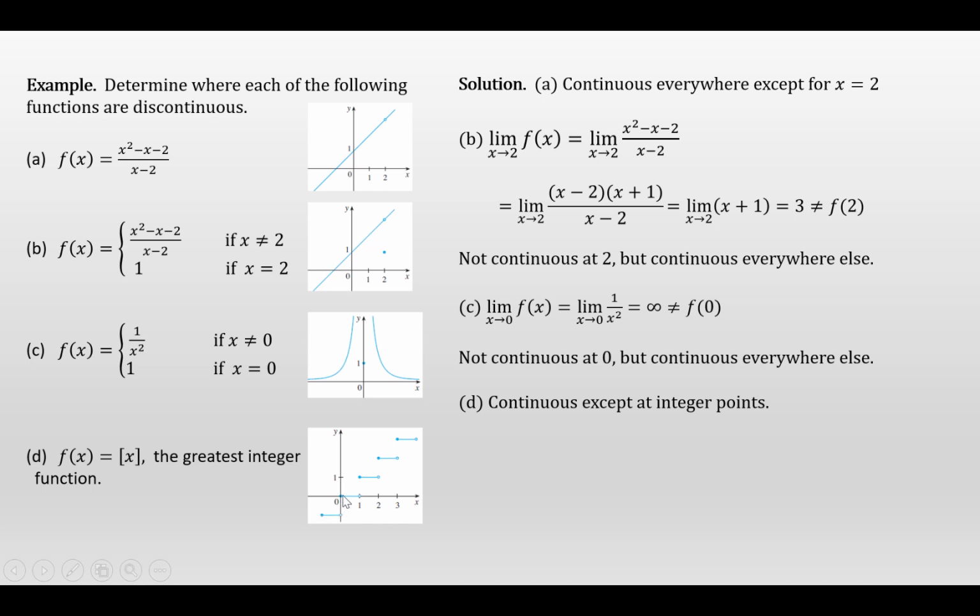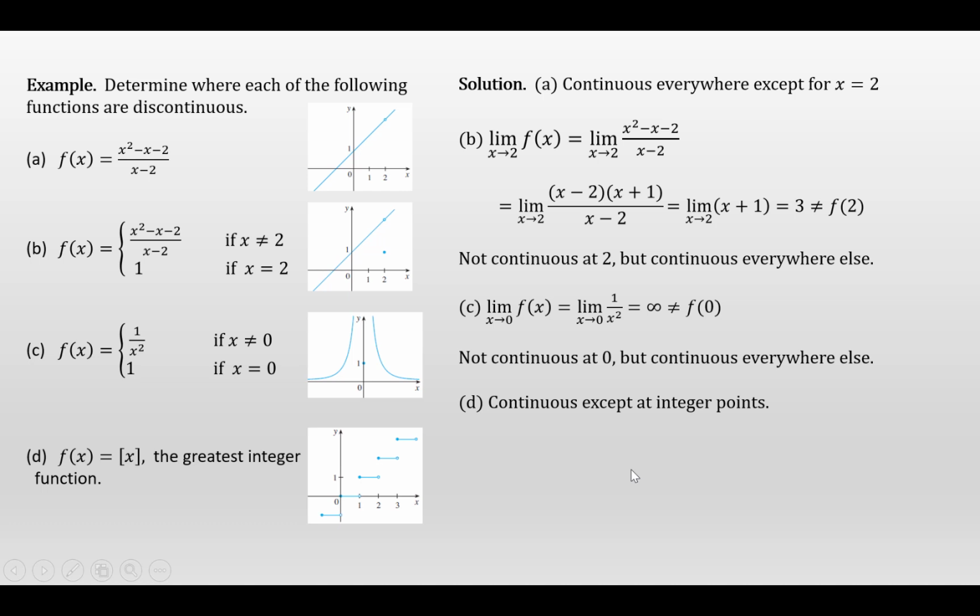The graph looks like the following. For example, when x is between 0 and 1, like x equals 0.5, the greatest integer should be 0. So anywhere when x is between 0 and 1, it should be just 0. And then when x equals 1, it suddenly jumps to 1, and then stays at 1 until x equals 2. When x equals 2, then f(2) is equal to 2, and then stays there until x equals 3 and so on. So that's the graph. And you can see that there's a discontinuity at those integer points.